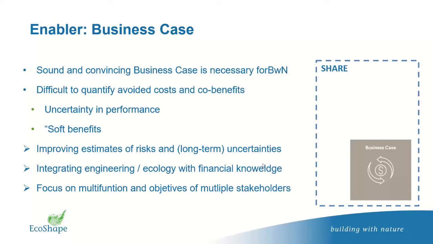So what we're working on to improve that is, first of all, to try to decrease the uncertainty we have. For example, estimate the risk and the long-term uncertainties of nature-based solutions. But also, really, in these 6 different enablers, try to integrate the standard engineering and ecology practice with financial knowledge. But not only with that, also really focus on the multifunction of a nature-based solution, that can satisfy various stakeholders' objectives.